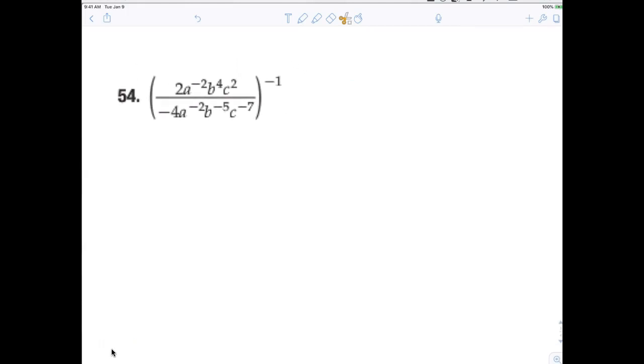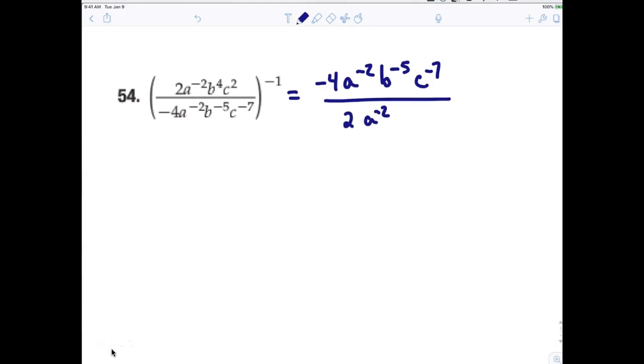I have to do the numerator and the denominator, Ellis? Yeah, you just have to flip it. And then it's going to be raised to the first power. Well, raising something to the first power, does that matter? No. So she is 100% correct. We are going to write -4, A -2, B -5, C -7, over 2, A -2, B 4, C squared. Now, all I did was I switched them because every single one of them was to the -1st power.